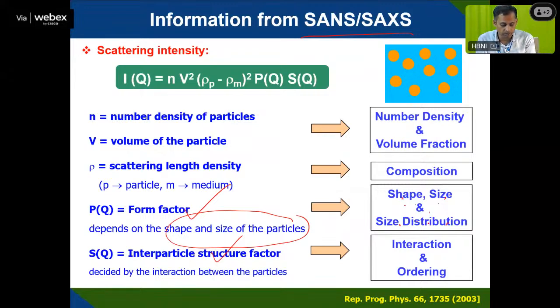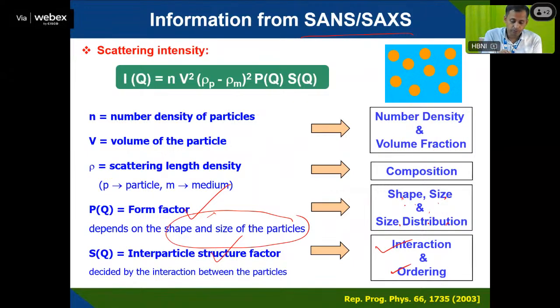All those three pieces of information can be obtained from PQ, but from SQ, the interparticle interaction is decided by the interaction between particles, which gives the interparticle interaction as well as the ordering of the structures. In addition to that, by measuring the scattering length density and volume, you are also able to find out the composition of the material.